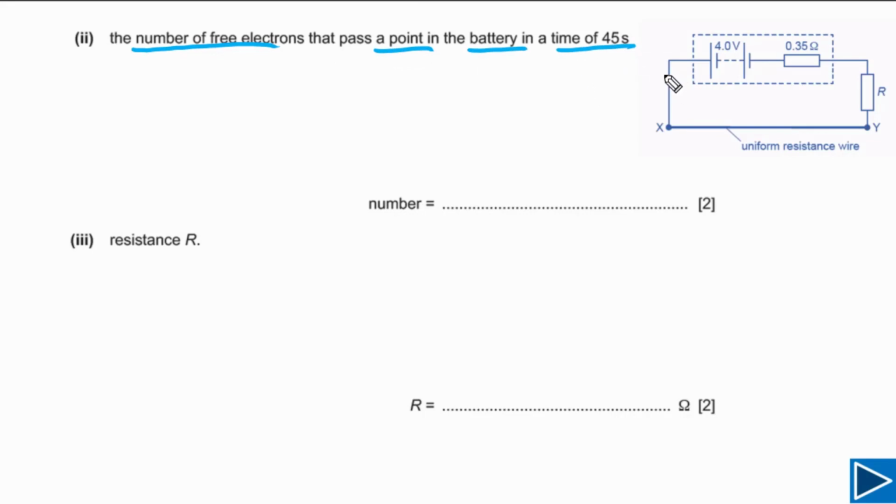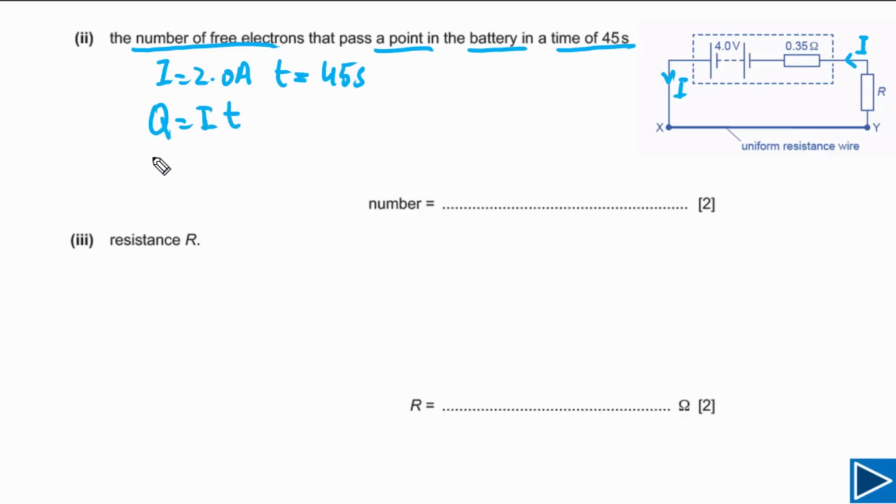First thing we need to understand, the current leaving this battery is I and current entering this battery is also I. And the value of I we have already calculated, that was equal to 2.0 amps. Time is given to us, time in this case is equal to 45 seconds. So T is equal to 45 seconds. We need to find out the number of electrons. So we can start from here. Q is equal to IT.